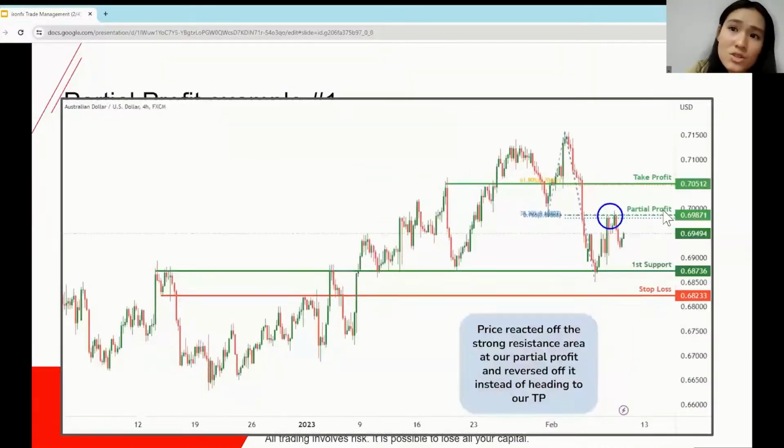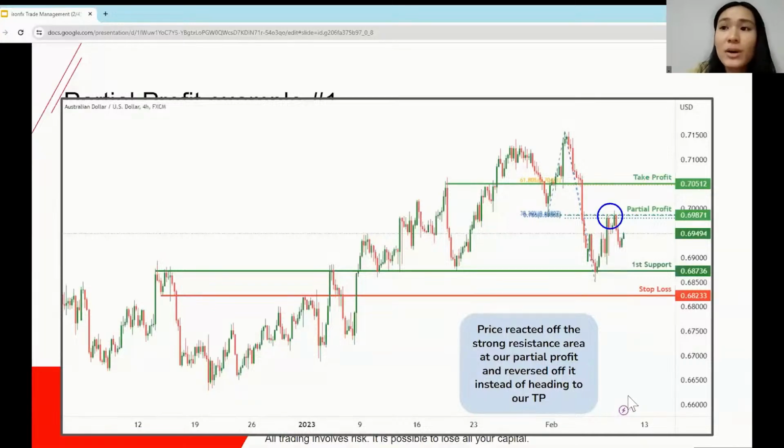Okay, so we see over here that price indeed did react off of the strong resistance area at this partial profit level. Okay, and it reversed off of it instead of heading towards our take profit. So in this case, we were able to get out of the trade with a little bit of profits, even though the trade didn't go according to how we planned it to.